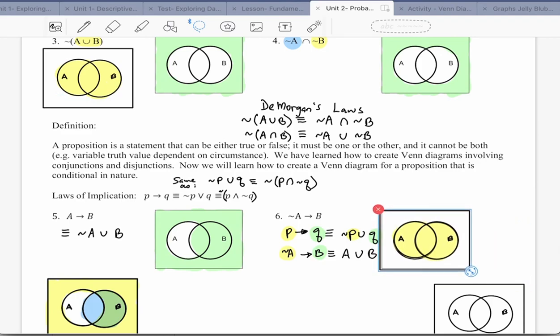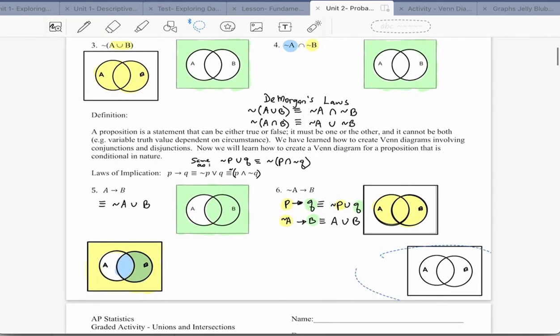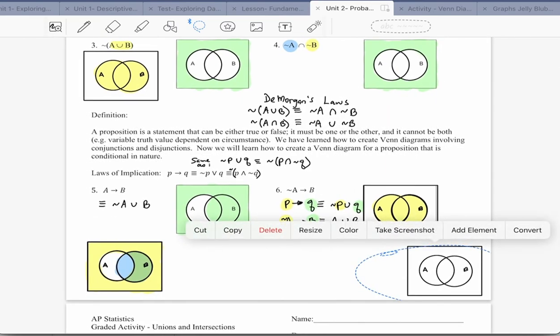Would it be A union? Yeah. So A union B, because if it's not A, then it's not that. Not A. Exactly. There we go.